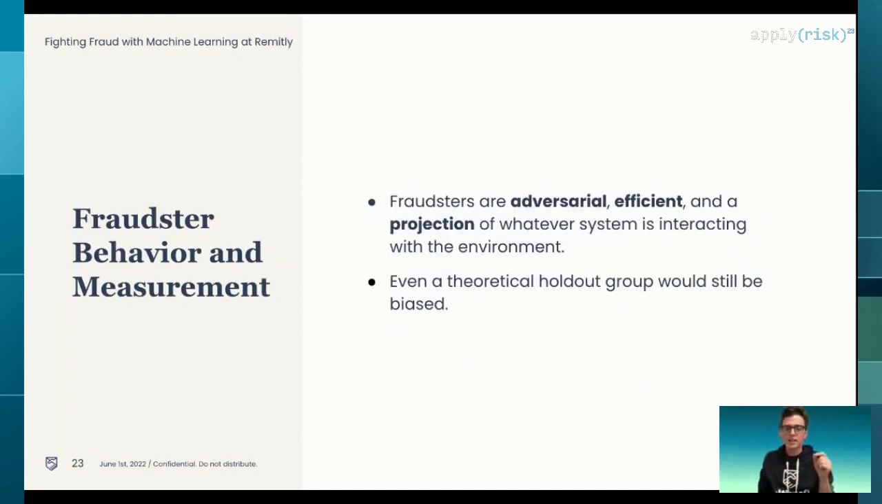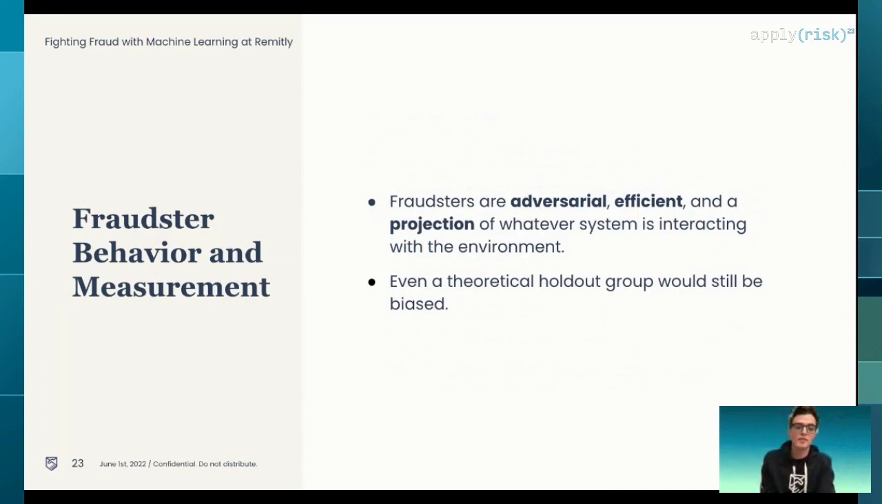So getting back to customer or fraudster behavior, which I teased earlier, fraudsters are highly adversarial, efficient, and their behavior is a projection of our current fraud system in production. So why is this relevant? Well, it means that even if we had a theoretical holdout group that wasn't subjected to any sort of fraud or risk system experiences, that data would still be biased if there were risk systems in place interacting with the environment. Fraudsters use methods that work and abandon methods that don't, or they move on to other remittance providers where those methods do work, because it is not efficient to use methods that don't pay out.